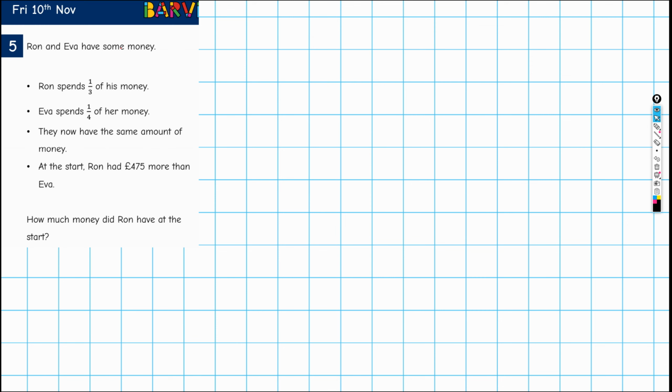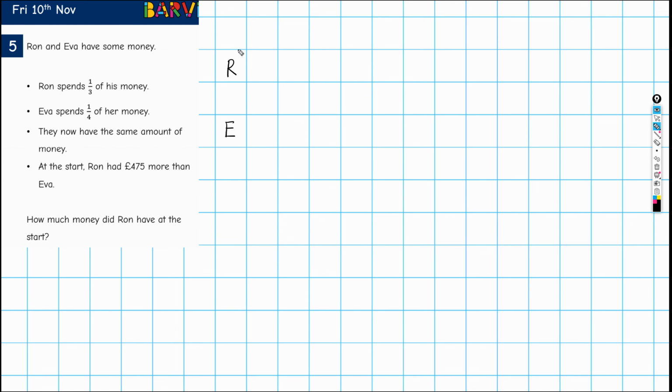Ron and Eva have some money. Ron spends a third of his money. Eva spends a quarter of her money. They now have the same amount of money. At the start, Ron had £475 more than Eva, and we're asked how much money did Ron have at the start? Okay, so we're going to draw a bar for Ron and a bar for Eva.